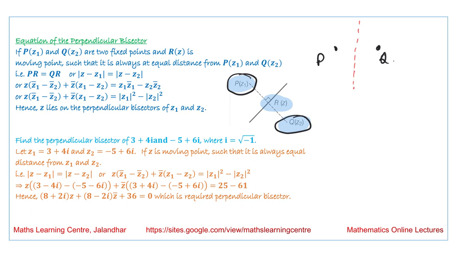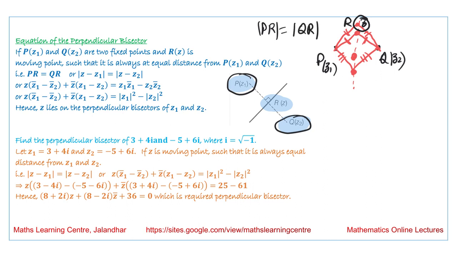And what is the property over here? If you consider any point on this line, its distance from P and Q will be the same. This length will be equal to this, this length will be equal to this. So we are talking about any point Z over here. We are saying this point is Z1, this point is Z2. We are calculating any point Z such that the distance PR is equal to the distance QR.